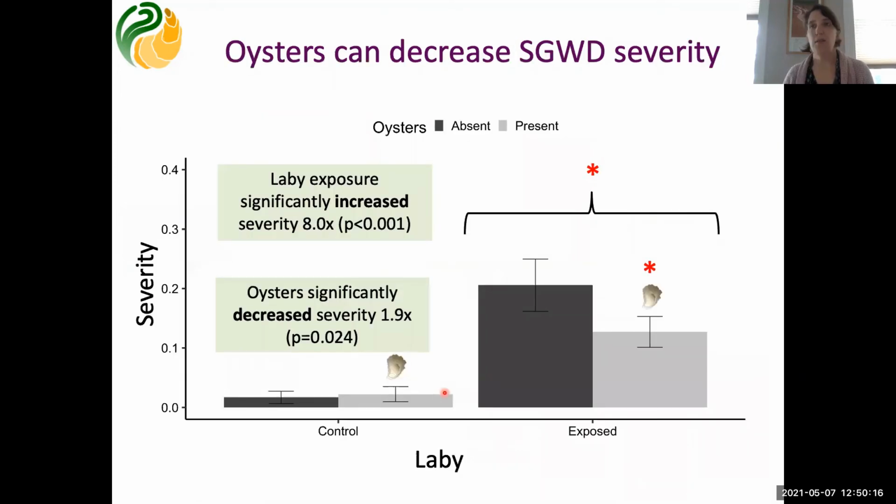So first of all, oysters can decrease the severity of seagrass wasting disease. And I should mention she used a lower concentration of LZ. And we've also subsequently done work with ID50s and determined the ID50 is quite low, so it doesn't really take very many cells to transmit. But what she found, these are the control and the exposed, and she put little oysters where the oysters were present, was that as expected in the severity, Labby exposure significantly increased severity, and oysters significantly decreased severity. So oysters can decrease seagrass wasting disease in this fashion.